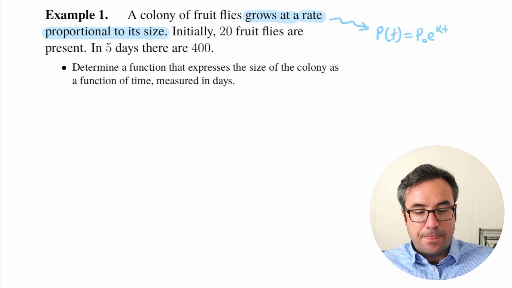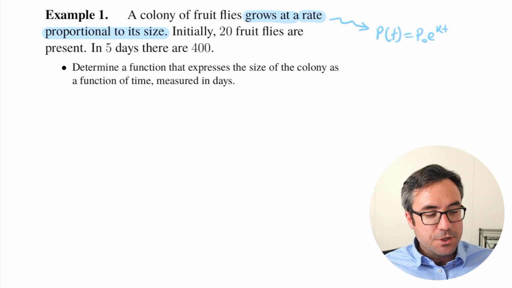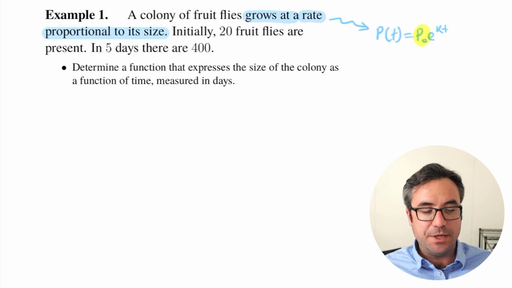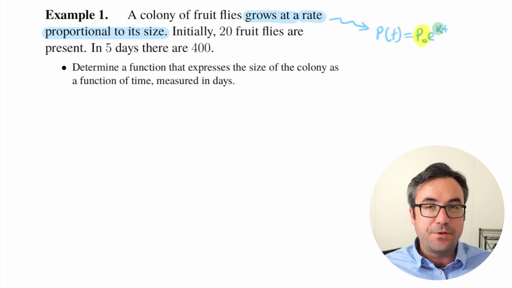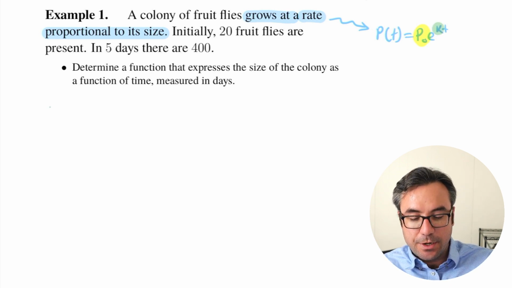All right, so when we do this, there's really two things we need to get. First, we need to figure out our starting population, so we need to figure out P0, and then we also need to figure out our growth constant K. And that's what we're going to do.